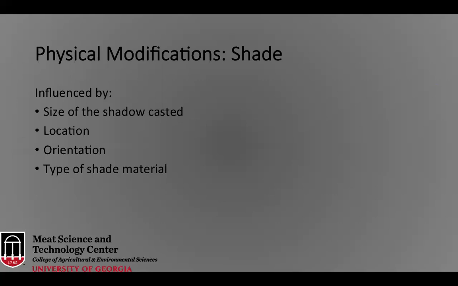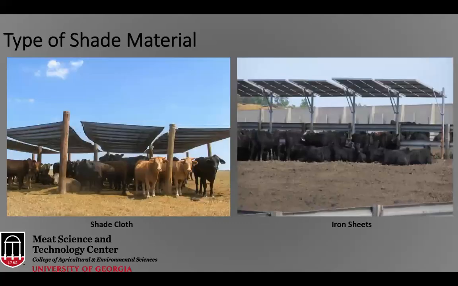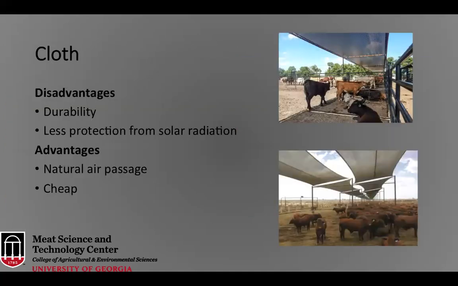So what are shades? What do you need? What is some of the research behind them? The factors I'm going to be talking about today are that it's influenced by the size of the shadow casted, location, orientation, and type of shade material. So first off, what are the types of shade material? We have cloth and we have iron sheets. Both have their advantages and disadvantages, such as cloth has a disadvantage of being less durable than iron sheets.